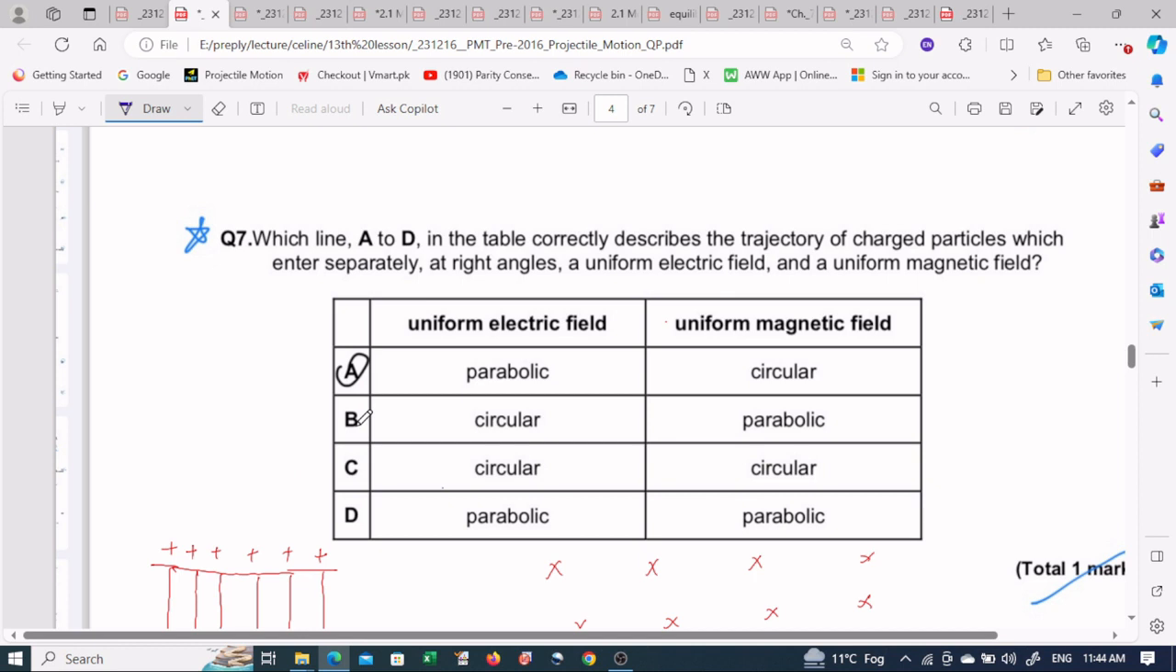I'm going to explain another AQA A level exam question. So this is question 7. First of all, I read the question. Here we have an MCQ type question. We have to find the trajectory of a charged particle.